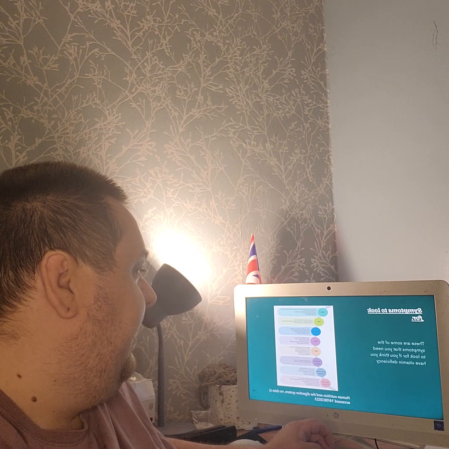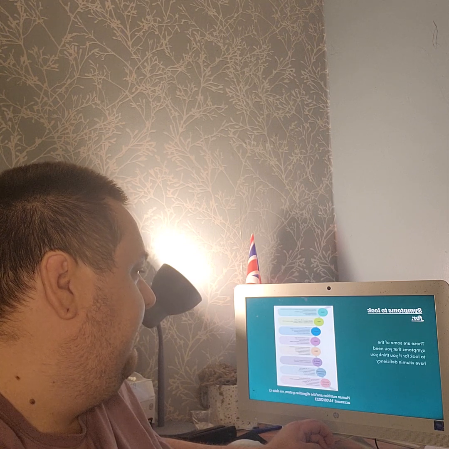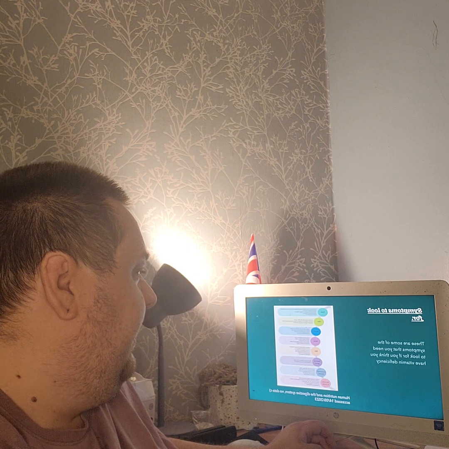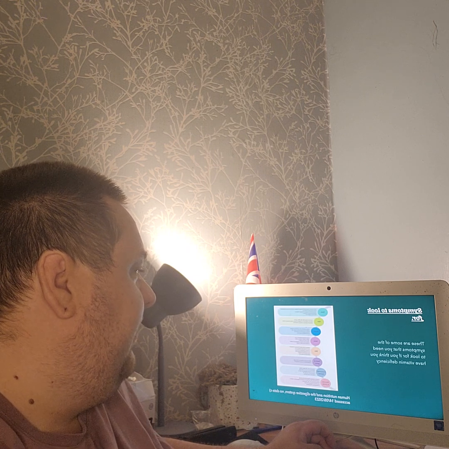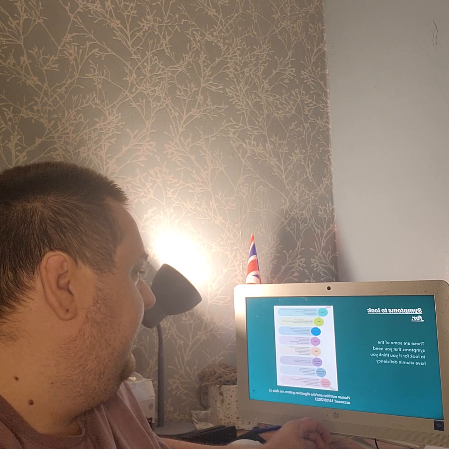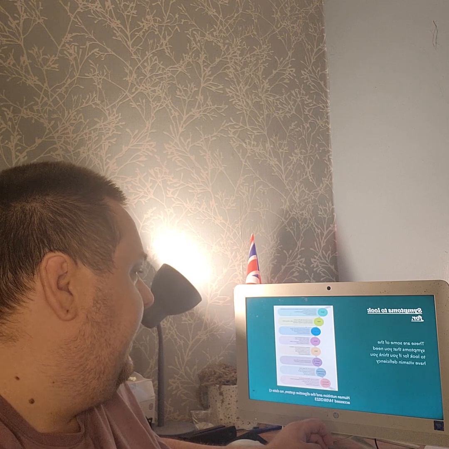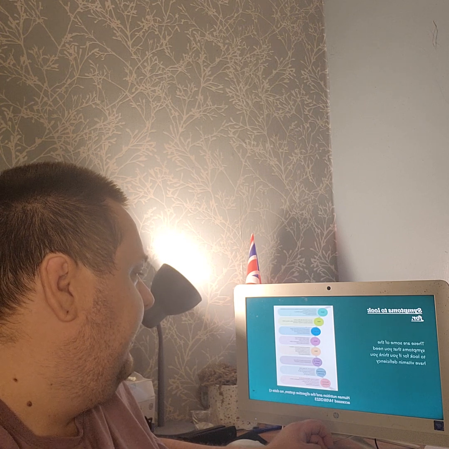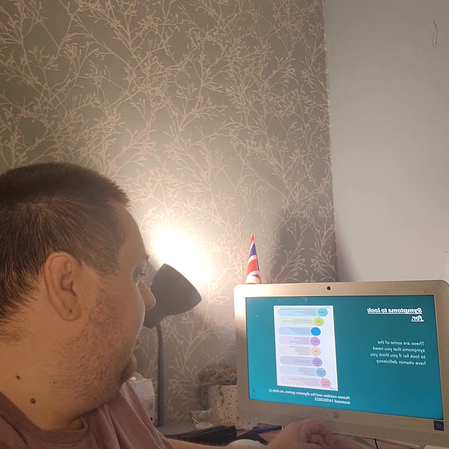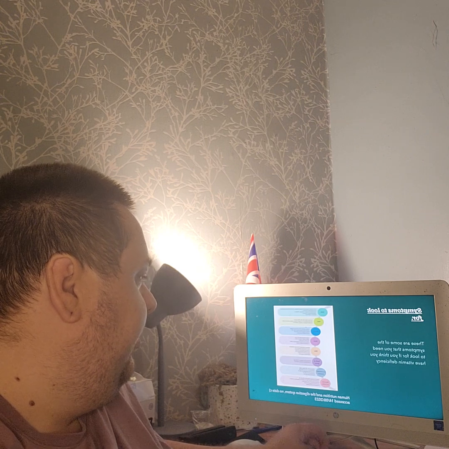Symptoms to look out for. These are some symptoms that you need to look out for if you think you have a vitamin deficiency: eyes, hair, mouth, nails, skin, teeth, gums, emotional, mental, muscle, and joint.